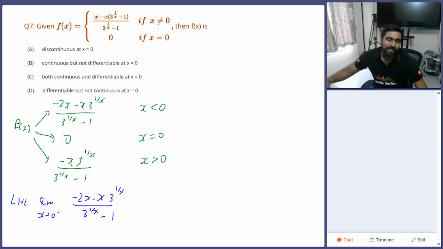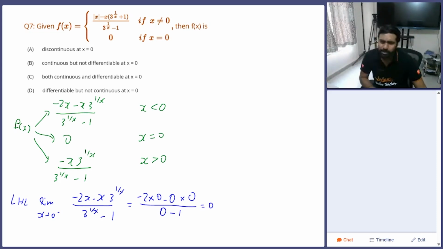Can I say that 0 minus... What is this going to look like? Minus 2 into 0 minus 0 into 3 power minus infinity, 0, divided by 3 power minus infinity, 0, minus 1. So everything is just 0 divided by minus 1. This is going to be 0. So left hand limit is 0. Very well. Next, right hand limit.